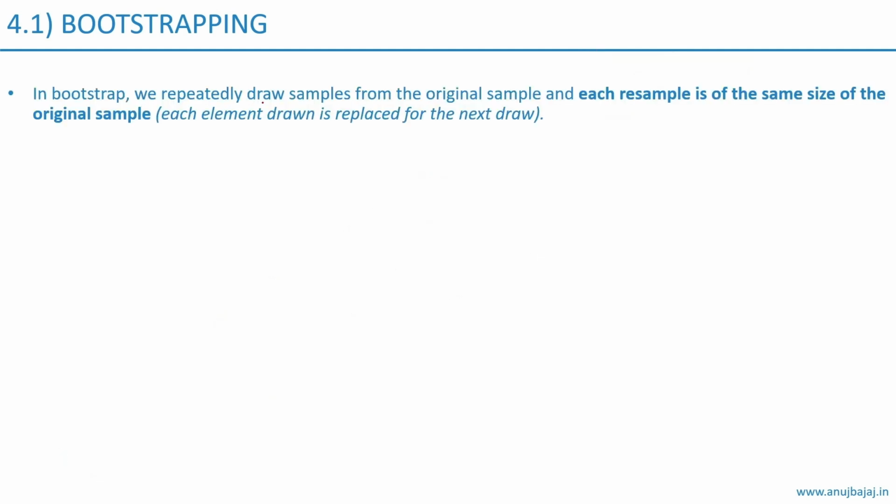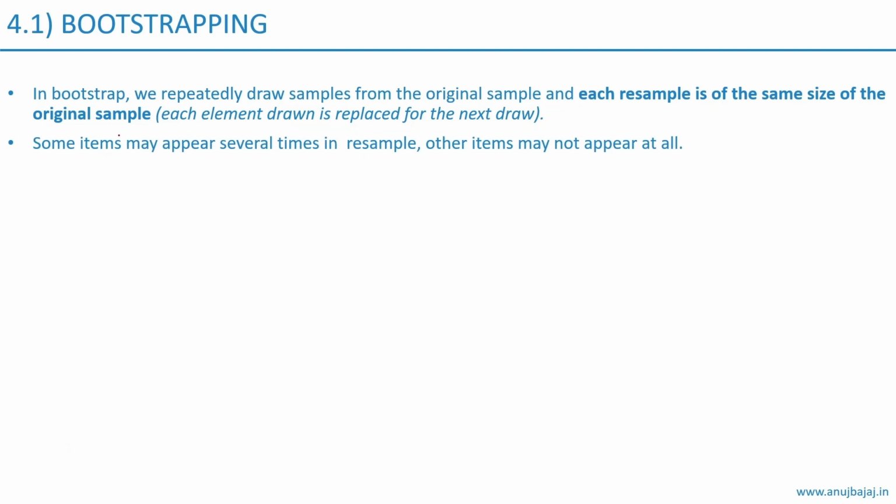In a bootstrap, we repeatedly draw samples from the original sample, and each resample is of the same size as the original sample, and each element that has been drawn from the original sample is replaced for the next draw. That is, each element that has been drawn is put back again into the original sample so that it can be drawn the next time. So some elements from the original sample may appear several times in a resample, while other elements may not appear at all. Now the question arises, why do we even need to bootstrap? Why do we need to create so many resamples from the sample?